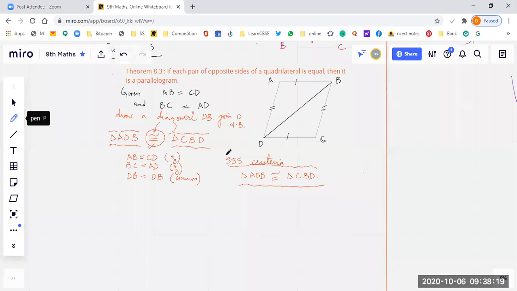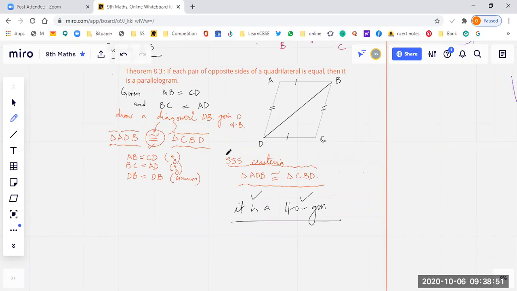Number one, we already know the property of a parallelogram, that the diagonal of a parallelogram divides it into two congruent triangles. Already we have seen that if DB is a diagonal of this quadrilateral, it has divided the quadrilateral into two congruent triangles. Then it is a parallelogram. You can write it like this also.